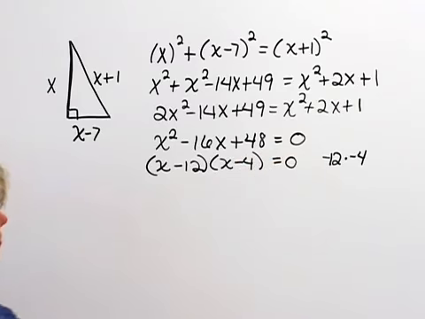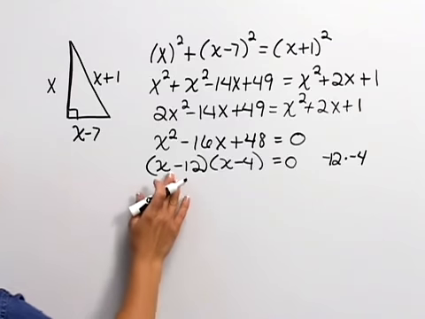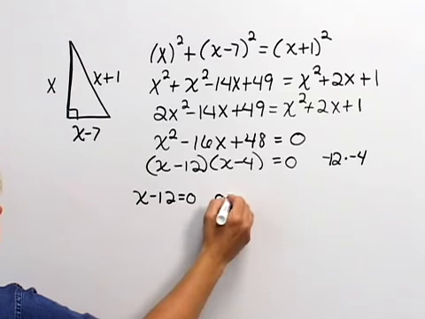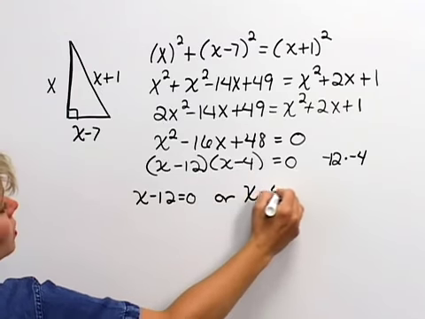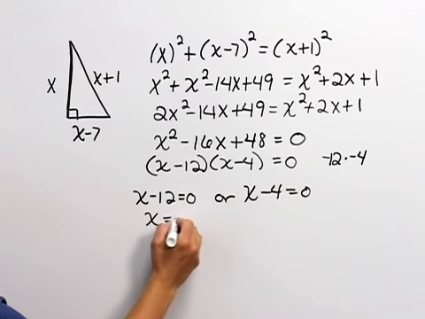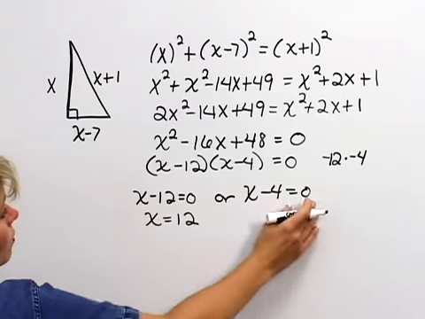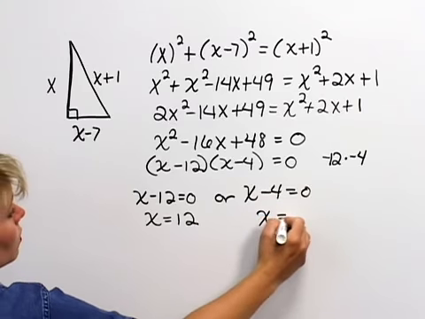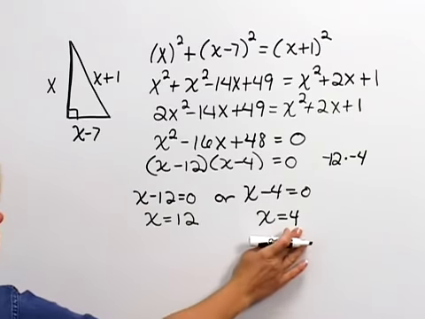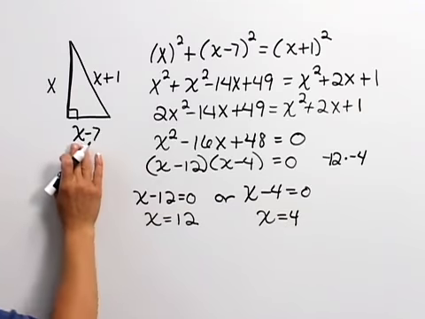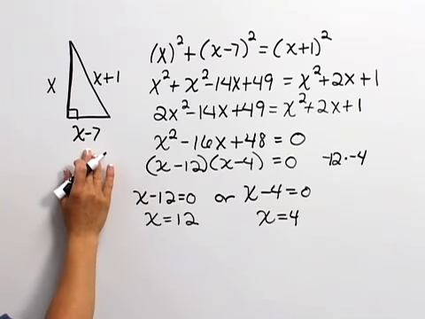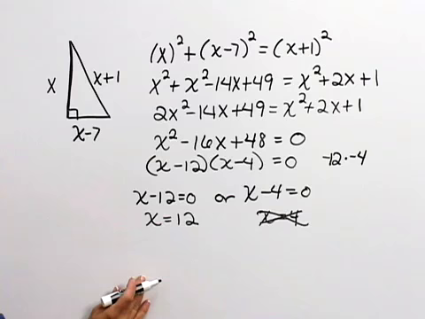And that equals 0. We now have two possibilities. Either this factor, x minus 12, would equal 0, or that factor, x minus 4, would equal 0. If we add 12 to both sides here, x equals 12. If we add 4 to both sides here, x would equal 4. Now these are both possibilities. Notice something about the 4 though. If x equals 4, up here this leg would be 4 minus 7, which is a negative length. We can't have negative length, so this would not work out.